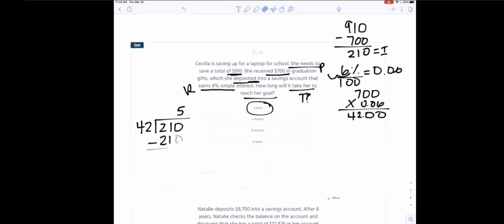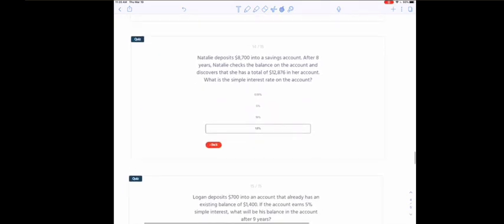Awesome. Let me make some space. I'm moving on to number 14. Remember, if you have any questions, you're always welcome to comment below with your questions, and we'll be more than happy to help you. So it says, Natalie deposits $8,700 into a savings account. After 8 years, Natalie checks the balance on the account and discovers that she has a total of $12,876. What is the simple interest rate on the account?